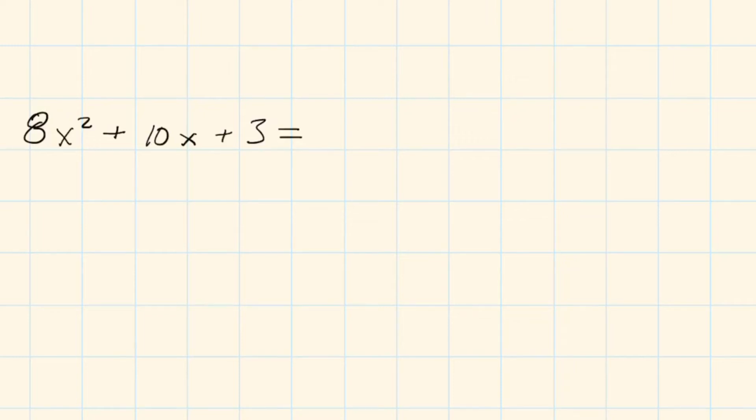8x squared plus 10x plus 3. So we've got to factor this, and the first thing we should notice is that there is no greatest common factor. There's no number that goes into 8, 10, and 3, and there's no variable in all three terms. So that's a big difference.